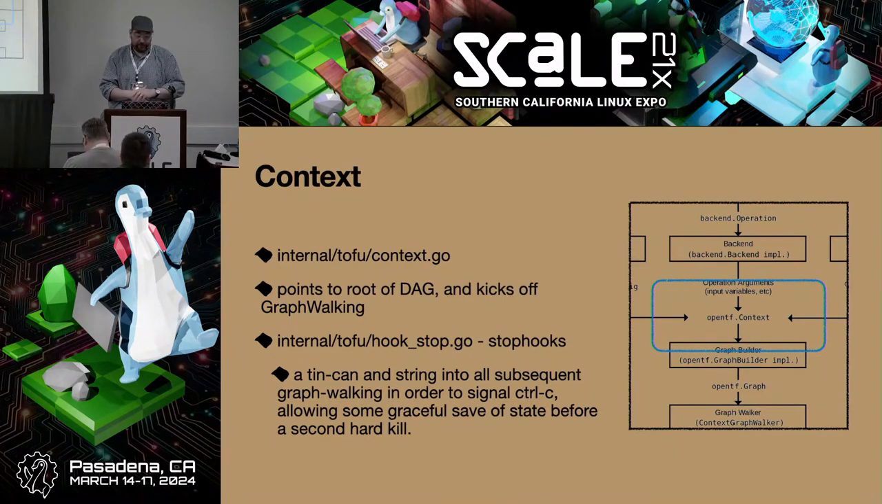Also, as part of the context, it creates stop hooks, which I think about as a tin can of, hey, I'm going to talk on this end, you talk on the other. So if you ever hit Control C during the middle of the operation, you've got that channel. Not exactly a Go channel, it's implemented through hooks, but it's got that way of communicating to those sub-processes that I bailed, save your state. You do have a little bit of grace period on that.